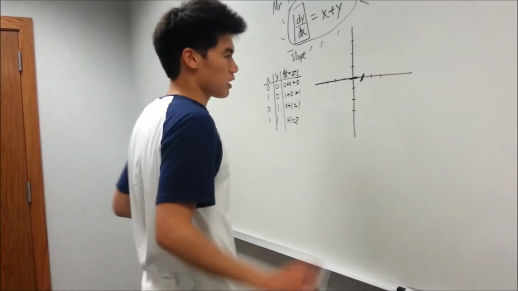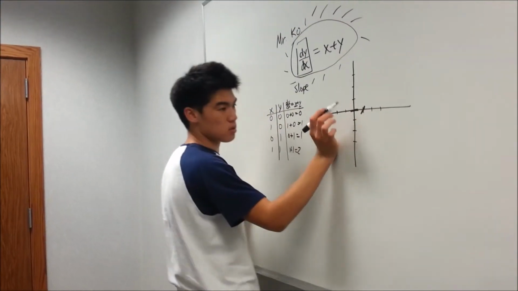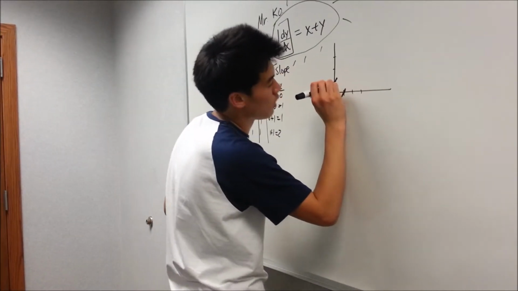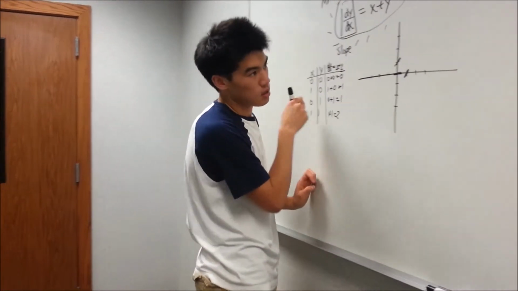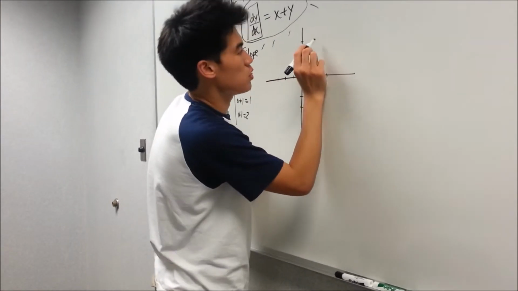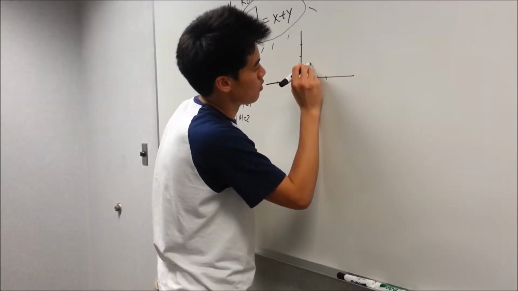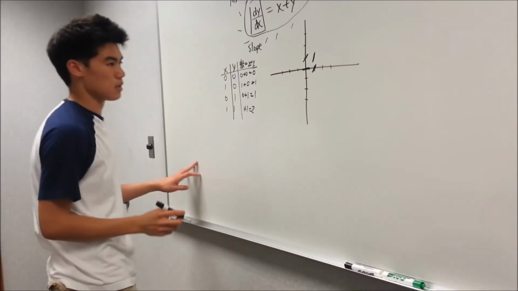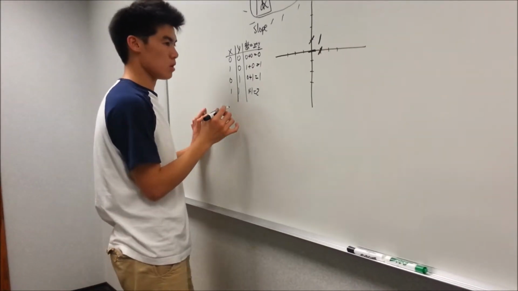No. Okay, so at 0, 1, we have also slope 1. We calculate it here. And then here we have slope 2 at 1, 1. So it looks kind of like this, right? So also, then we can do that.